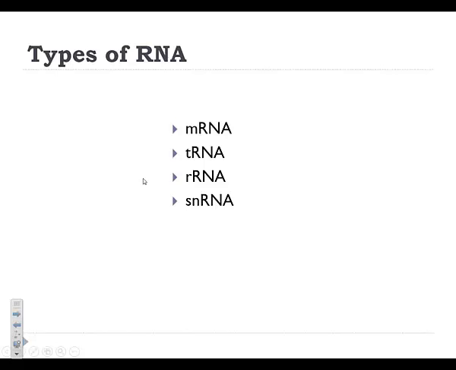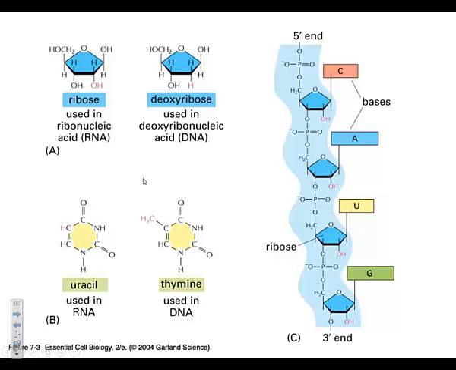There's a fourth kind of RNA that I'm not going to spend a lot of time on called small nuclear RNA, the snRNA. So I really want you to focus on the players that are involved in gene expression, the central dogma of gene expression, and those are the mRNA, tRNA, and rRNA.